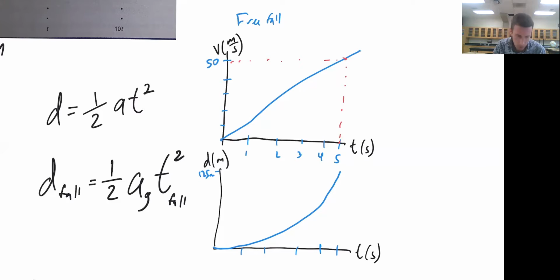At time 2, it's 20, sorry. So this is 1, 2, 3, 4, 5, and this would be 5, 20, 45 at 3, 80 at 4, and then 125 at 5. Okay. So there's some graphs there.